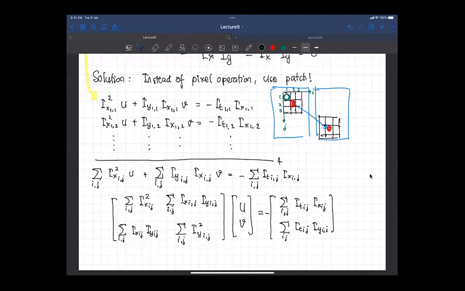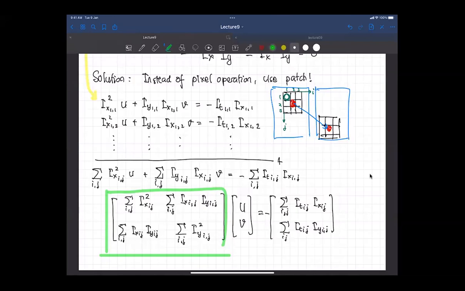Now, the question is, is it invertible? Is that invertible now? Will it give you determinant equal to 0? Anyone? It is yes and no. It is yes if the surface, if the 3 by 3 patch, is textureless.